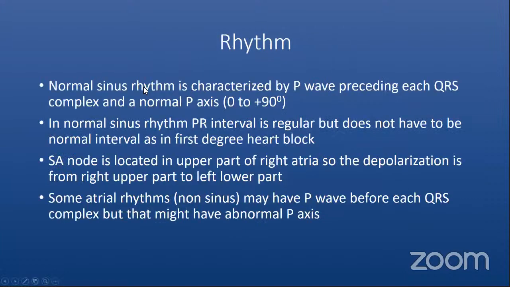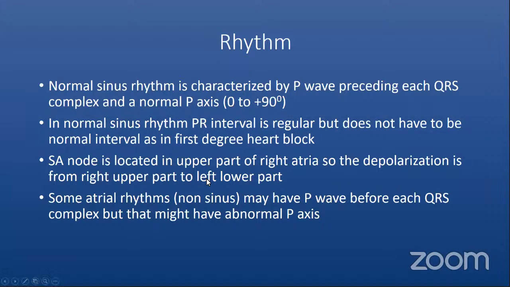So coming back to what I mentioned, normal sinus rhythm is characterized by the P wave preceding each QRS complex and a normal P axis between 0 to 90. In normal sinus rhythm, the PR interval is regular, but does not have to be a normal interval, as happens in first degree heart block. The PR interval is regular, but obviously it's not normal, it's prolonged.